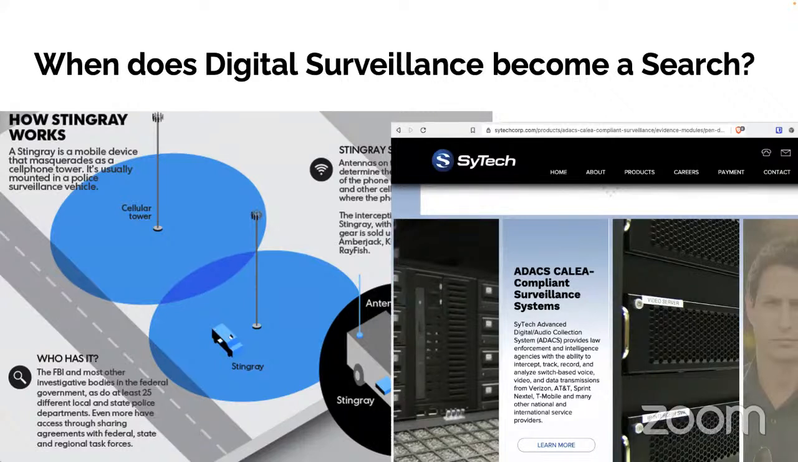So if somebody is arrested, that does not mean it is legal for that officer to begin searching their cell phone.